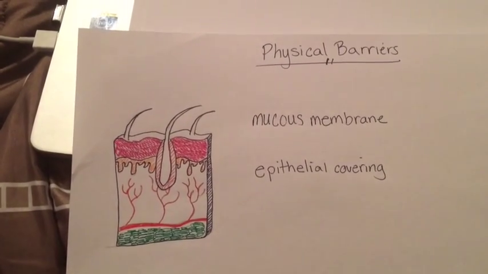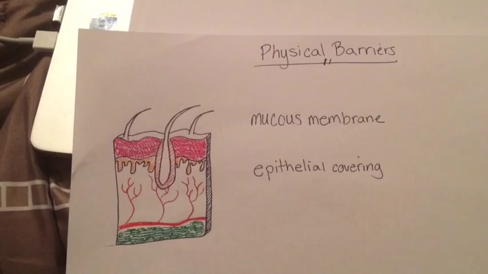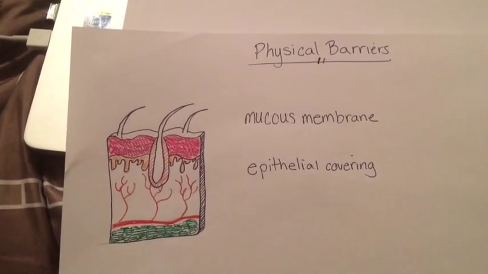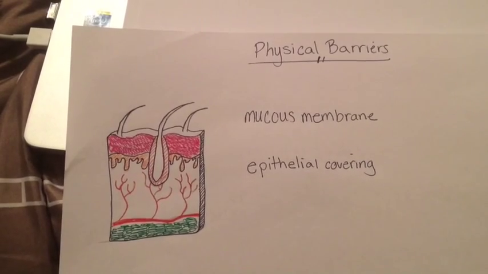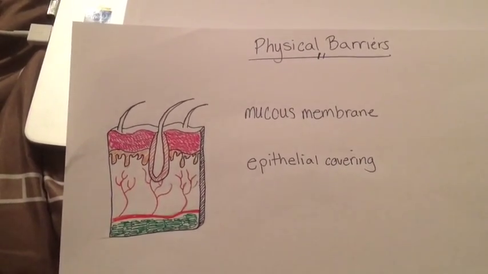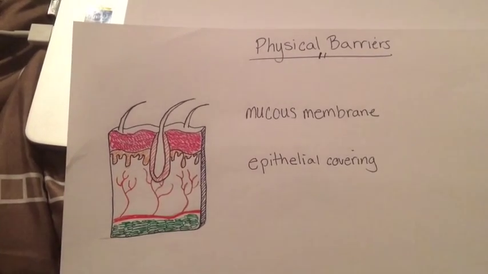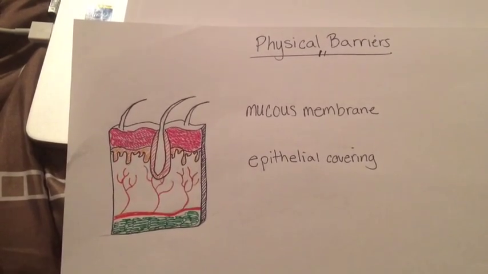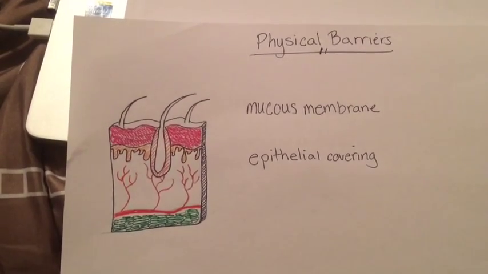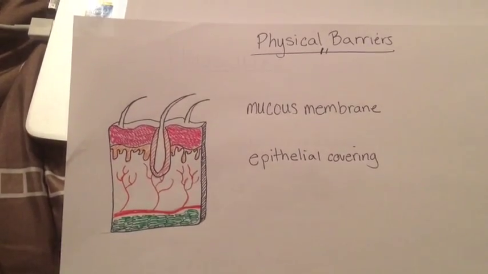This is my video for the non-specific and specific, or innate or active, immunity. And these are the physical barriers. There's the mucous membrane and the epithelial covering. The skin and mucous membranes form a barrier to the outside world. They keep hazardous organisms and materials outside of the body.